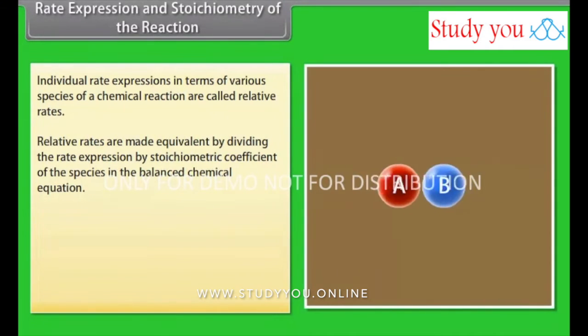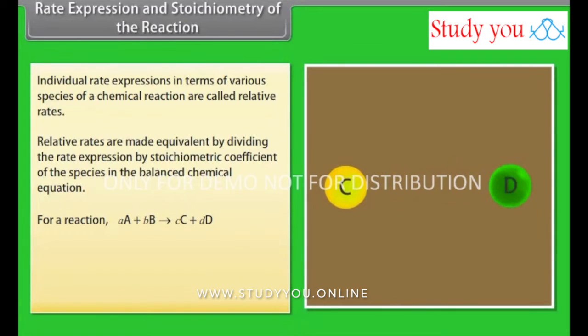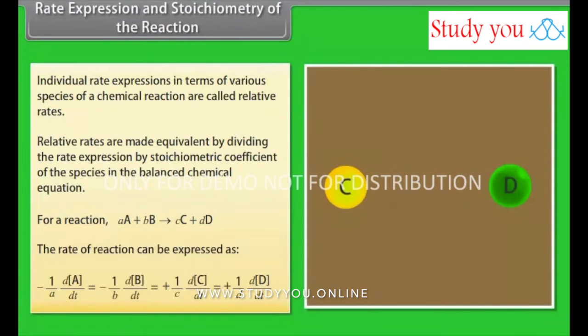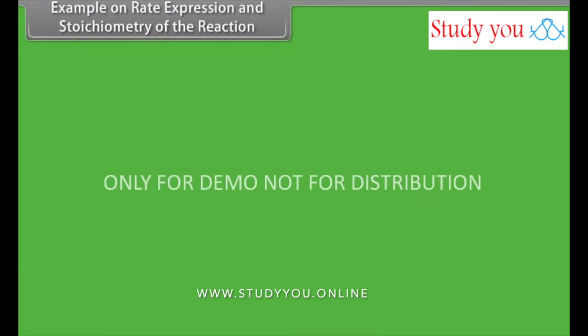equation. For a reaction, small a, capital A plus small b, capital B makes small c, capital C plus small d, capital D. The rate of a reaction can be expressed as example on rate expression and stoichiometry of the reaction.